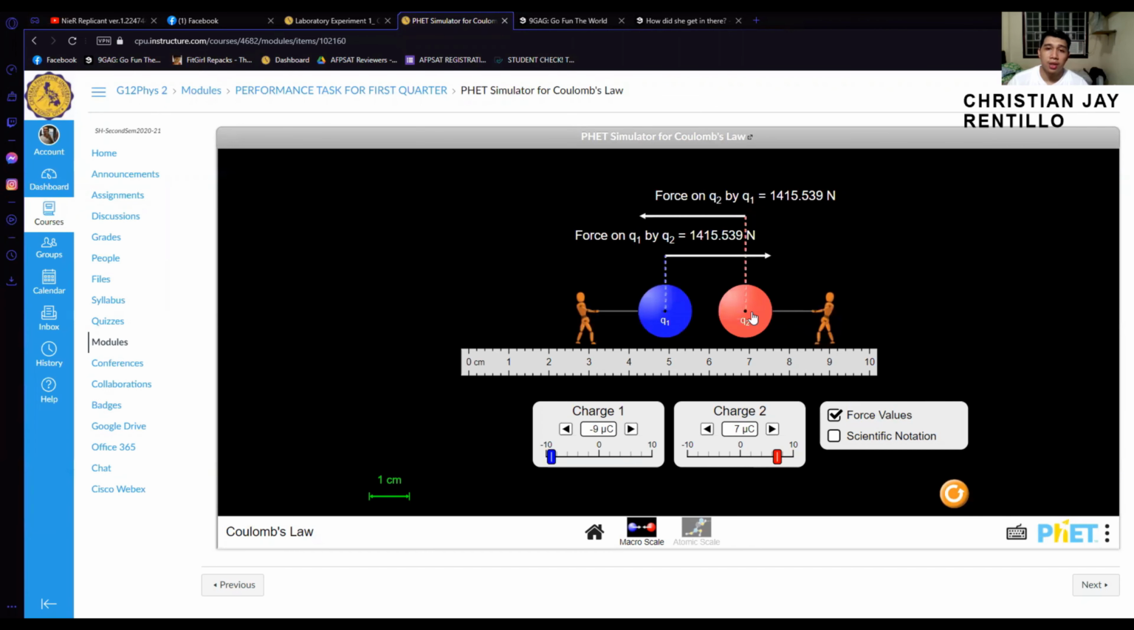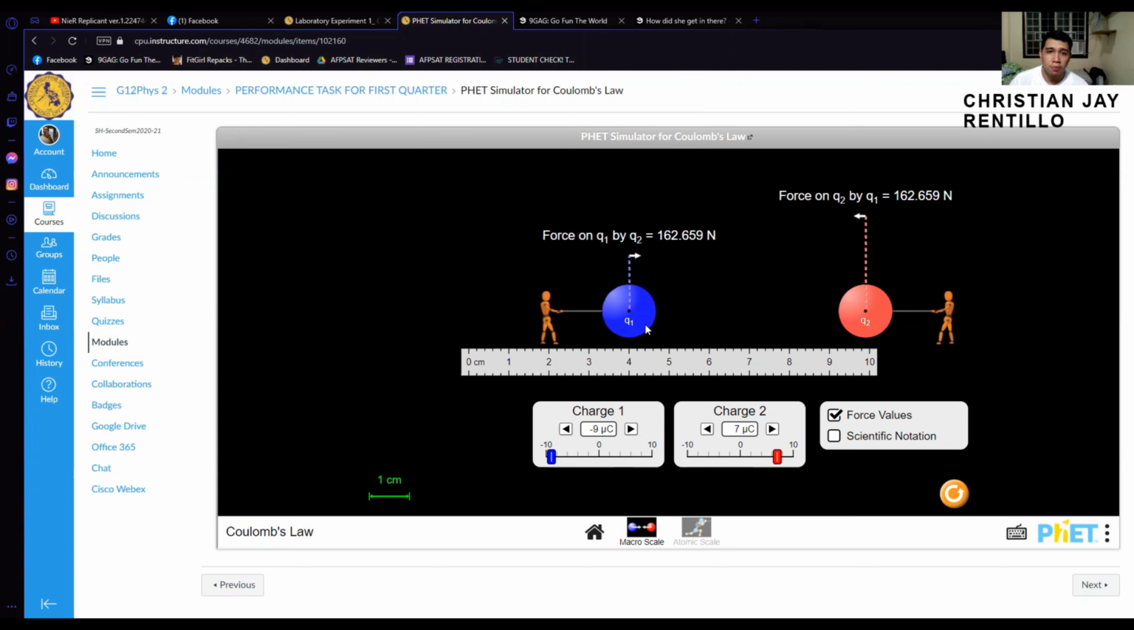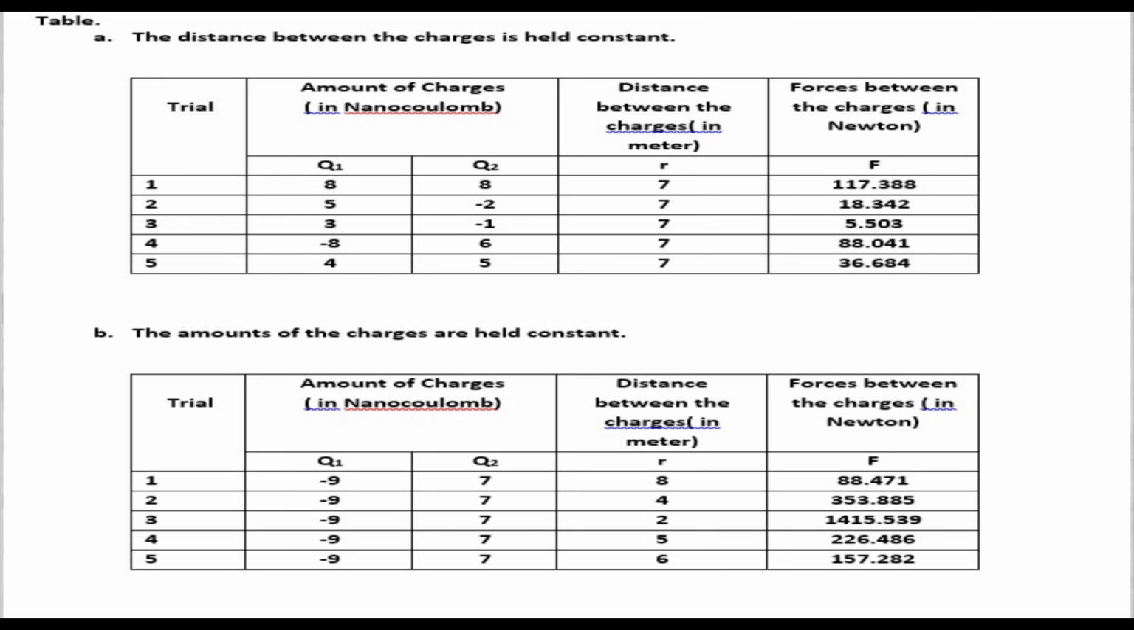For the next one, we're going to place Q2 at 10 centimeters, bringing up a value of 226.486 N. And for the last one, we're going to push back Q1 to 4 centimeters and it brings us a value of 157.228 N.